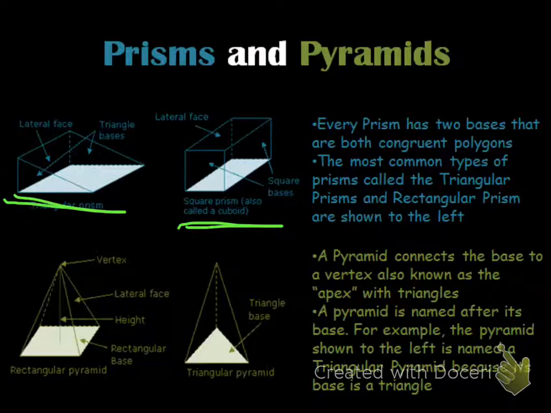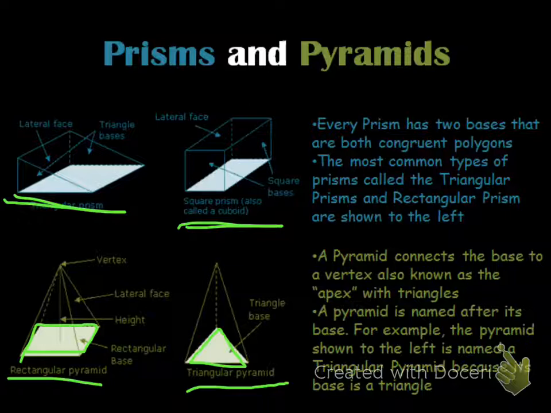A pyramid connects the base to a vertex, also known as an apex, with triangles. A pyramid is named after its base. For example, the pyramid shown to the left is named a triangular pyramid because the base is a triangle. The pyramid all the way to the left is named a rectangular pyramid because the base is a rectangle.